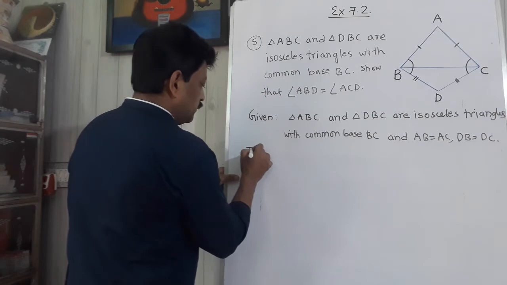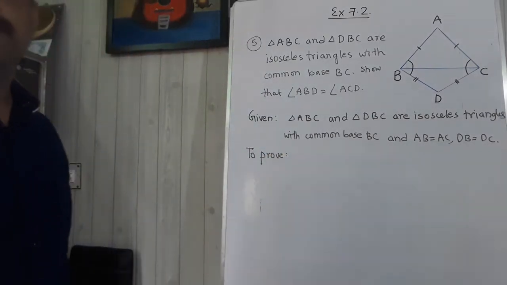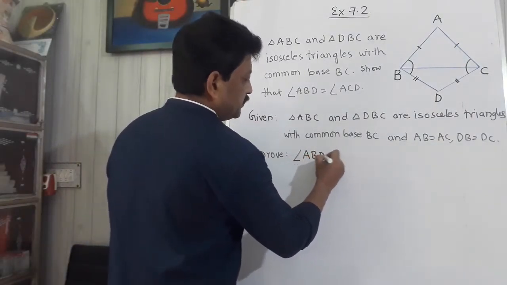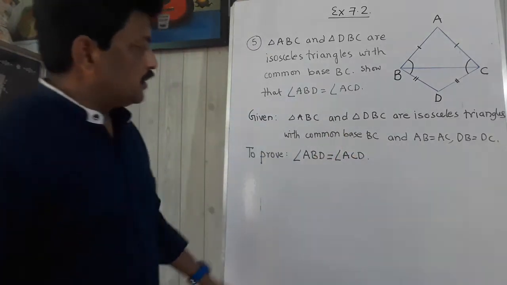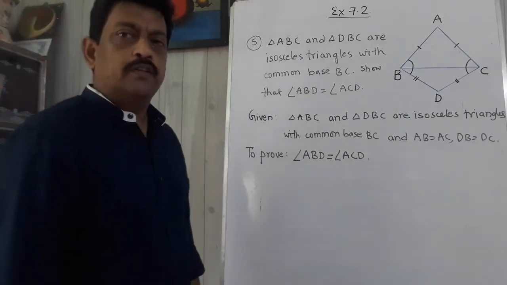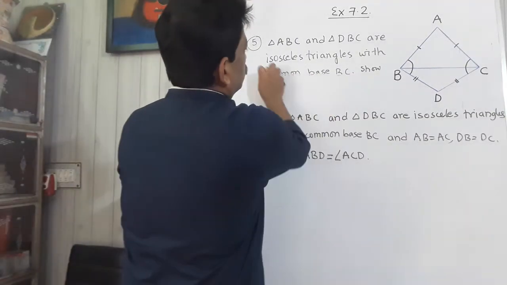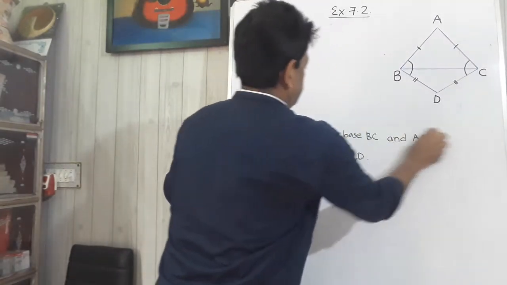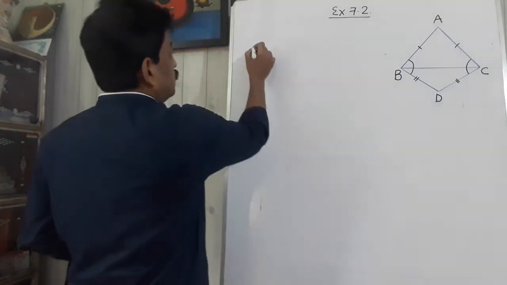What we have to prove? To prove angle ABD is equal to angle ACD. This is the question. Now we are going to use the property of isosceles triangle. So proof.